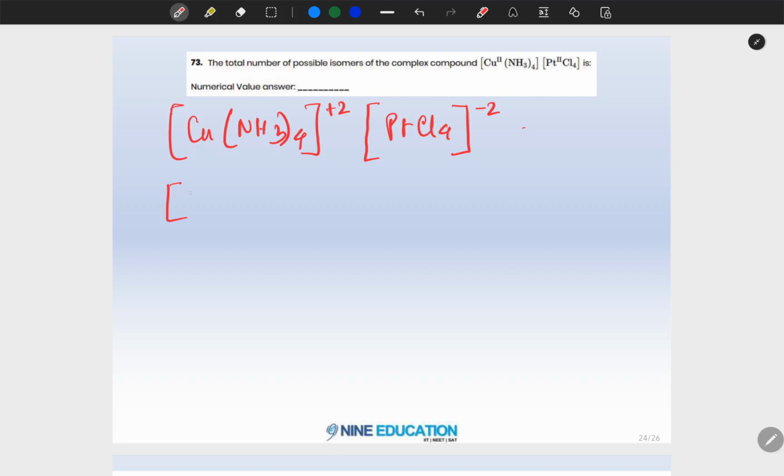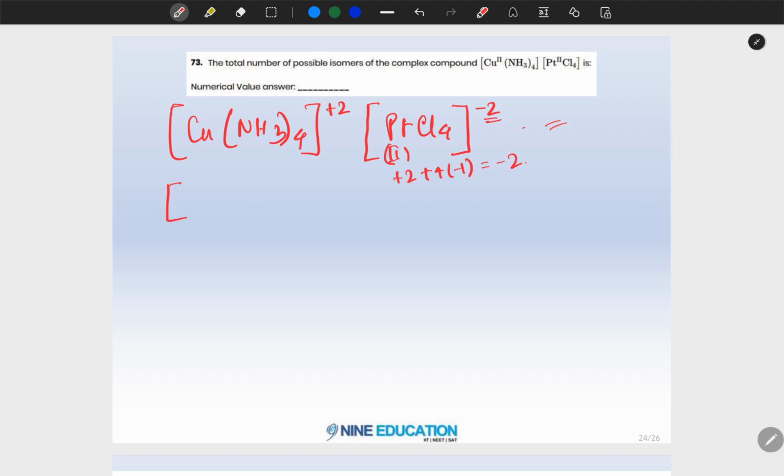So how are we getting this -2 charge over here? Platinum is present in +2 oxidation state. So plus 2 plus 4 into minus 1. The charge on each of the chlorines is minus 1. That's why we are getting overall minus 2 charge over here, right? So this is one of the possible isomers. What is another possibility over here?